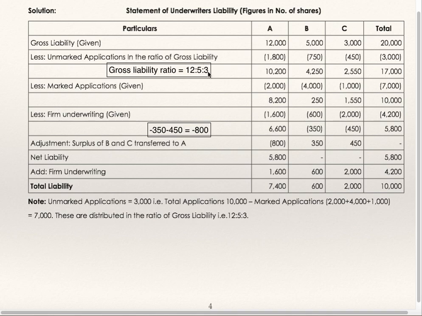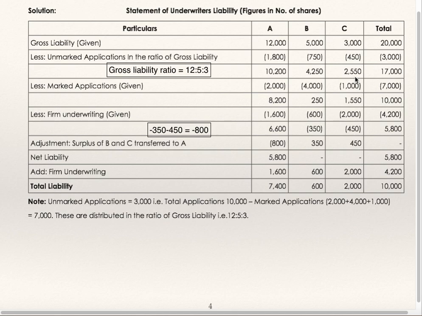Unmarked applications are to be distributed in the ratio of gross liability. Just now we have seen total applications received are 10,000. Out of that, marked applications are 7,000. So unmarked applications are 3,000. These 3,000 to be distributed in the ratio 12:5:3. 1,800, 750 and 450 deducted from gross liability. Resulting figure is 10,200, 4,250, 2,550.